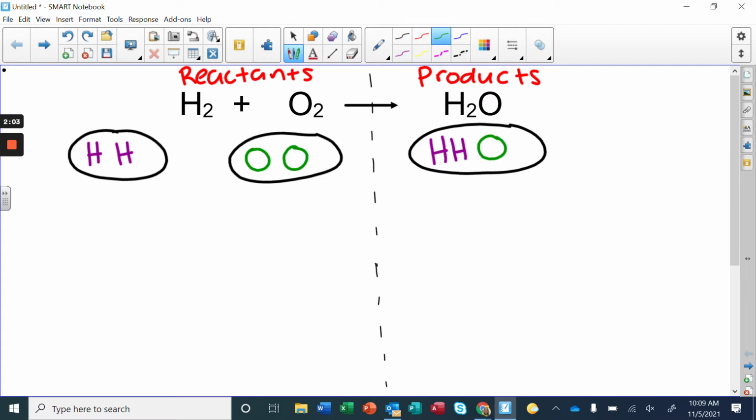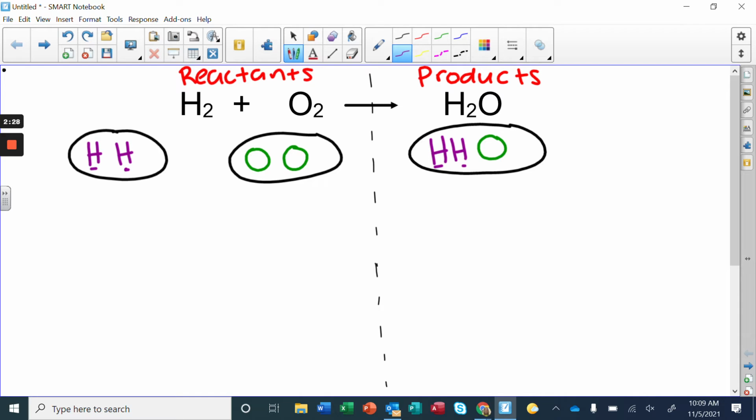The whole thing about being balanced is that we want the same number of atoms on the left-hand side, or the reactant side, as we do on the product side. So we're going to start counting. On the reactant side, I have two hydrogens right here, whereas on the right-hand side, or the product side, I have two hydrogens as well. So those guys balance each other out.